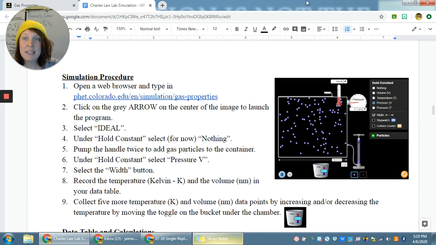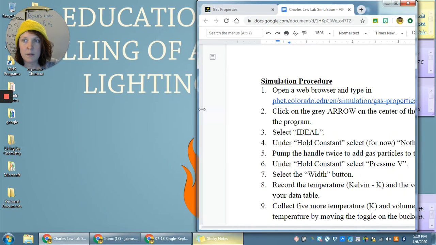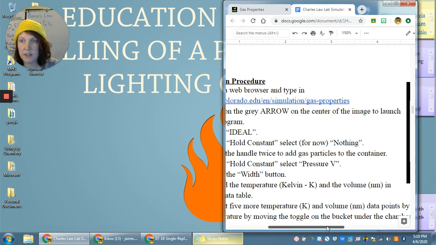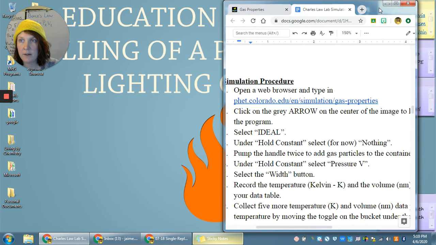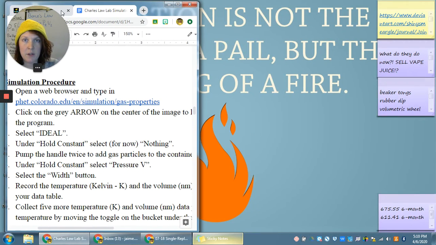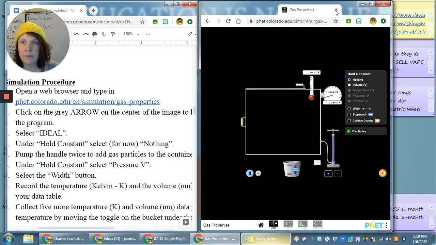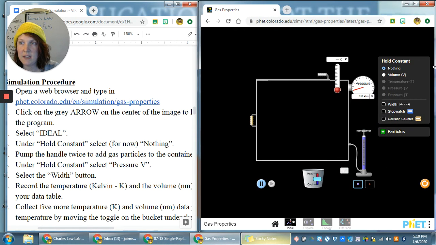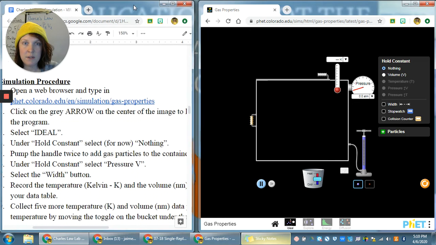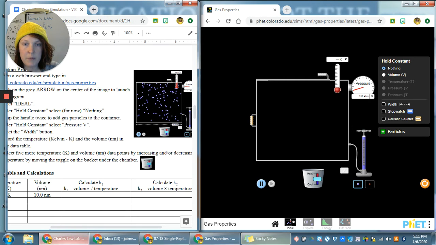Okay, so the simulation procedure. We're going to go ahead and just close this here, and we're going to open this here. Okay, so hopefully you can see my two screens here. Zoom out. There we go.